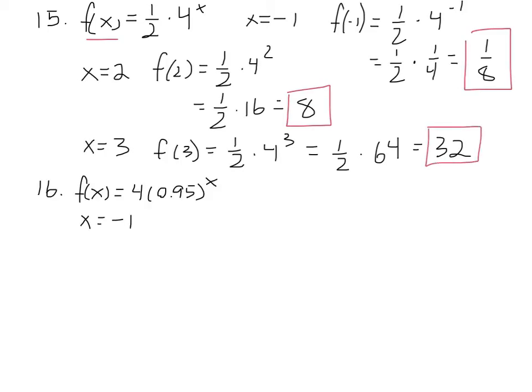The next problem, f of x equals 4 times 0.95 to the x power. Let x equal negative 1. So f of negative 1 equals 4 times 0.95 to the negative 1, which is 4 divided by 0.95, which comes out to 4.21.